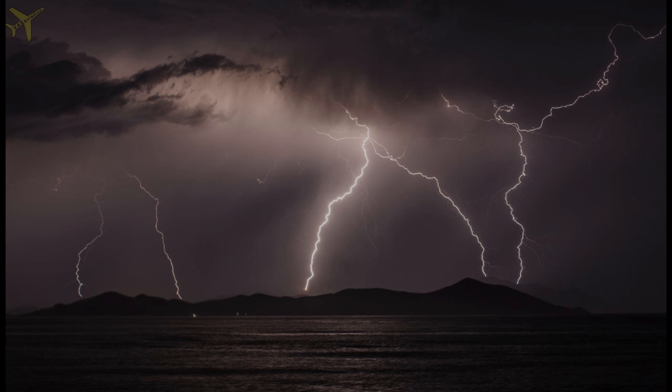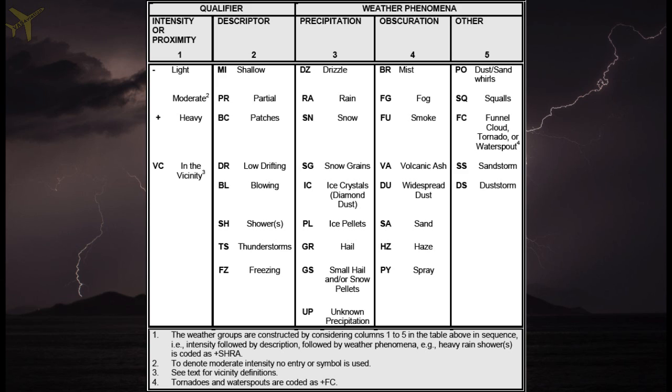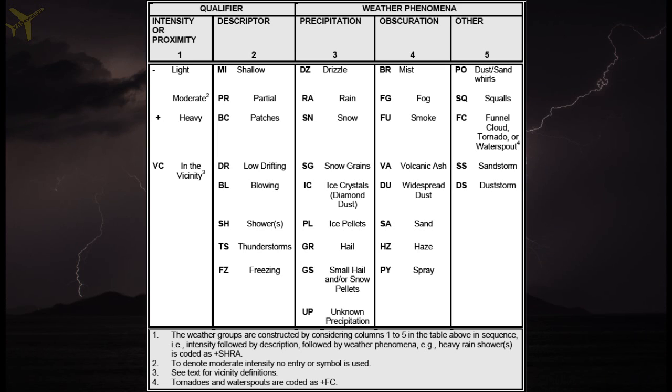The next section we encounter is the weather phenomena groups. These groups inform about what type of weather is at or near the airport at the time of the observation. You can see a complete table of codes and symbols used to describe the weather. The first column shows the intensity or proximity of the weather phenomena. Light is shown with a minus symbol and heavy with a plus symbol. In case of moderate weather phenomena, no symbol is applied. The letters VC stand for the vicinity but not at the observing point.